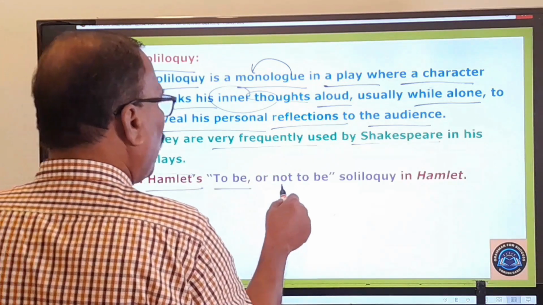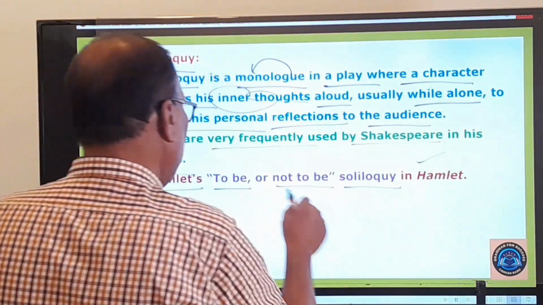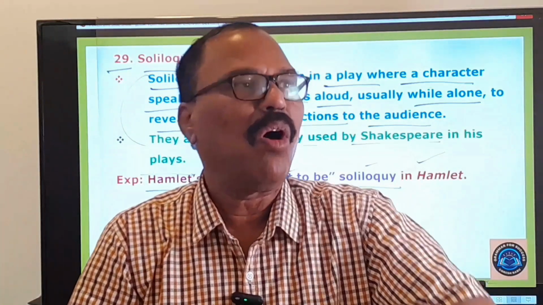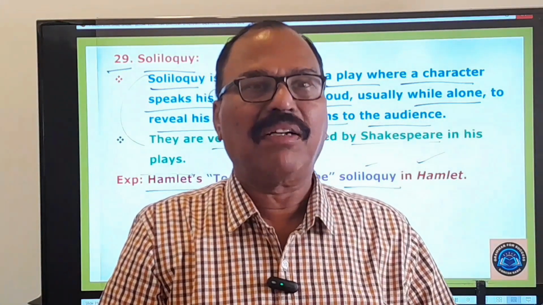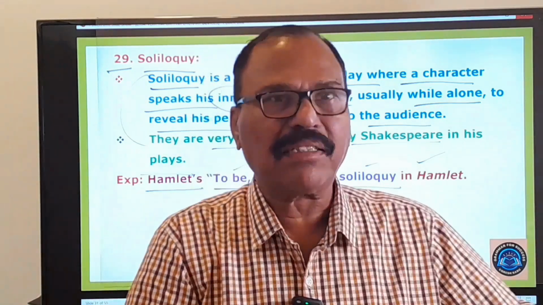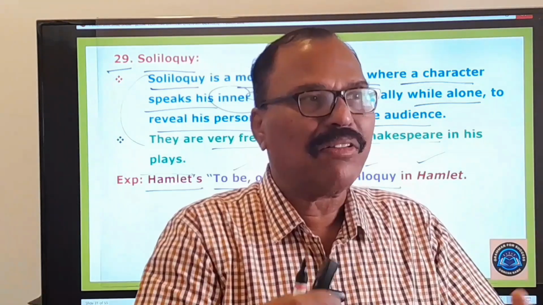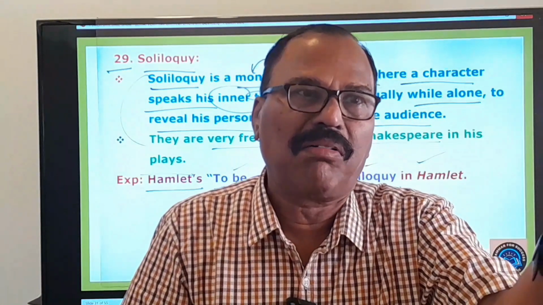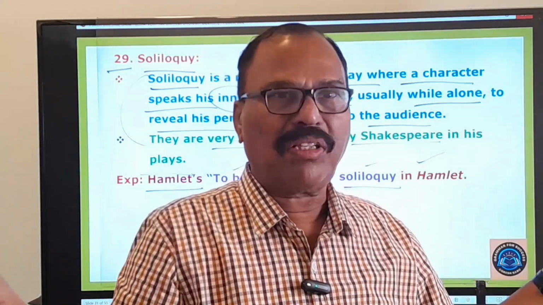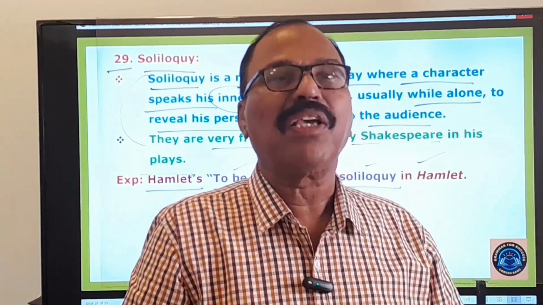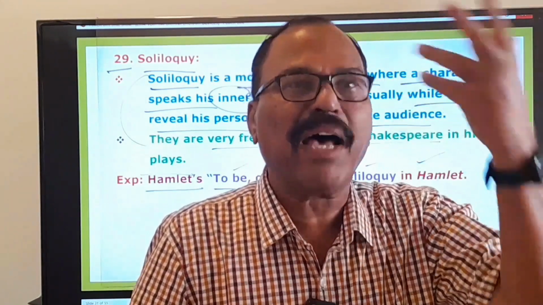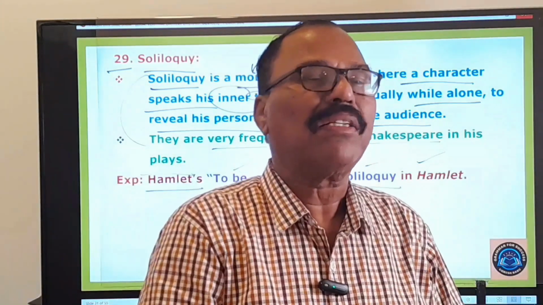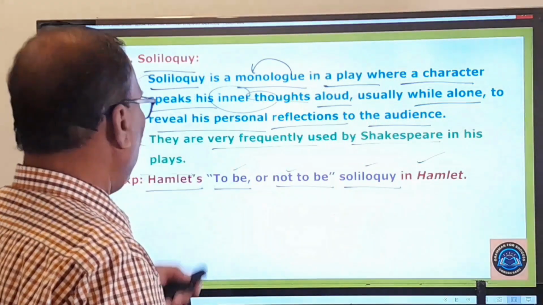Hamlet's "To be or not to be" soliloquy in Hamlet. This is a famous soliloquy, and Hamlet comes onto the stage. All the audience will be watching that drama of Hamlet, and the character of Hamlet comes onto the stage and reveals his mind, revealing his thoughts to the audience. There are no other characters on the stage. He is all alone on the stage. He reveals his mind, his thoughts, his feelings to the audience. Okay, so that is called soliloquy, right?